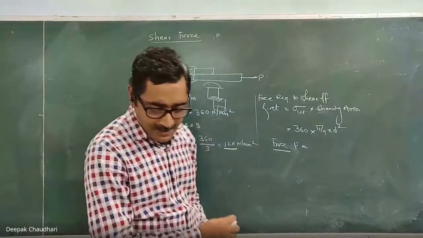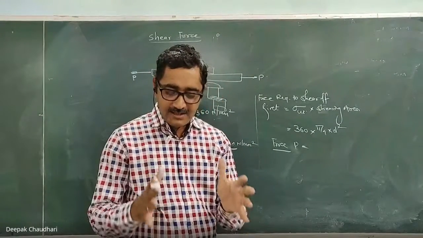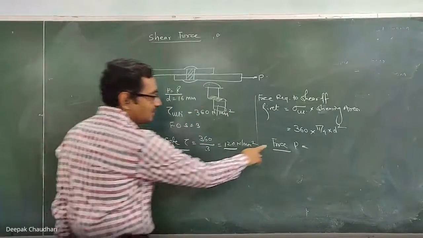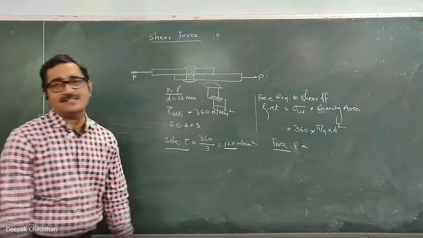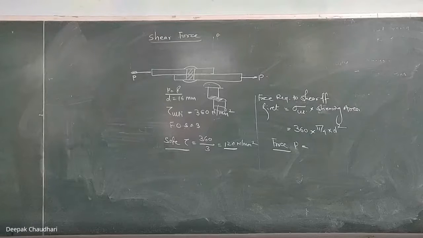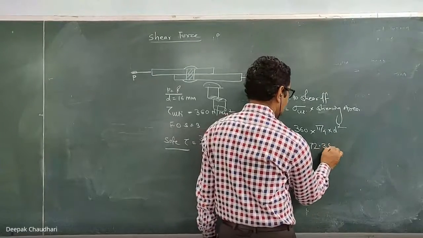The second part is to find the safe maximum force that the rivet can carry. This is the force P. How much does it come to? Tell me the answer. Substitute d equal to 16. Sir, 72.34. 72.32. 72.38 Newton.